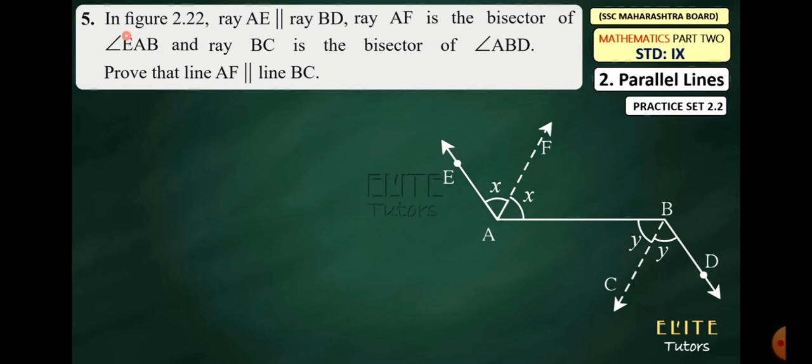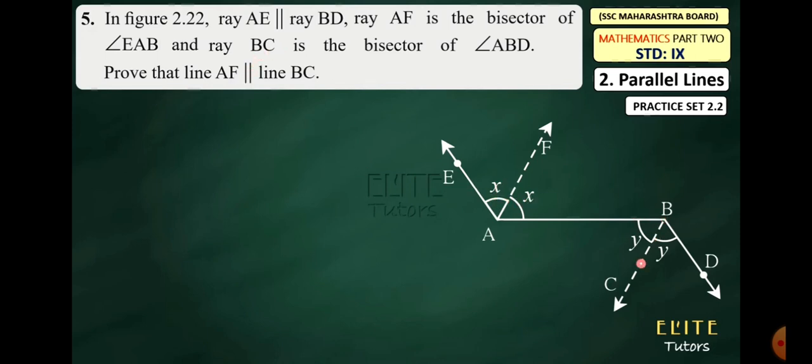In figure 2.22, ray AE is parallel to ray BD. Ray AF is the bisector of angle EAB. Ray AF is the bisector, that means AF divides EAB into two equal parts, X and X. It divides EAB into two equal parts.